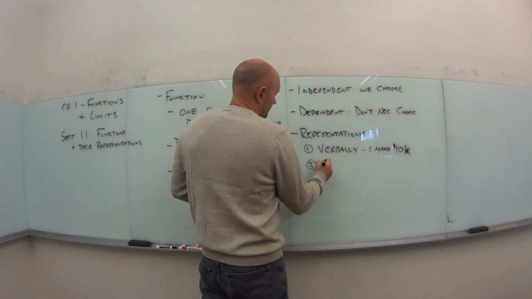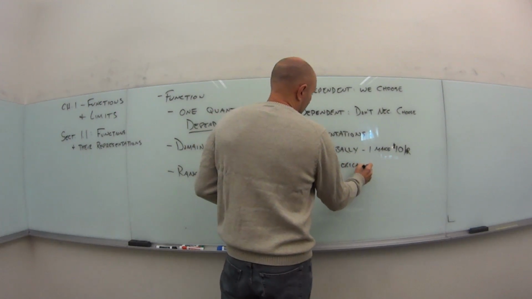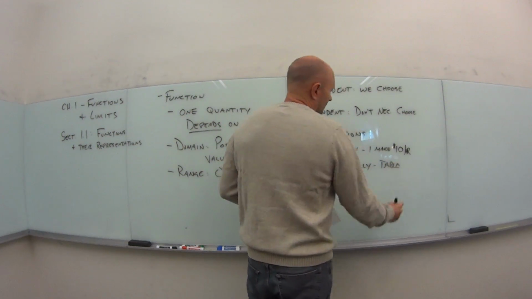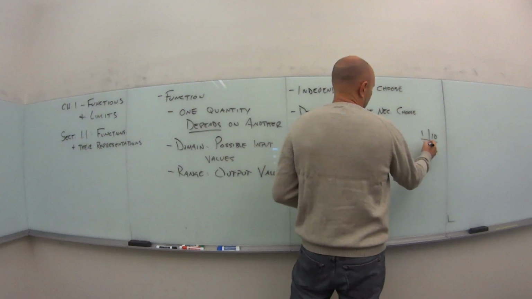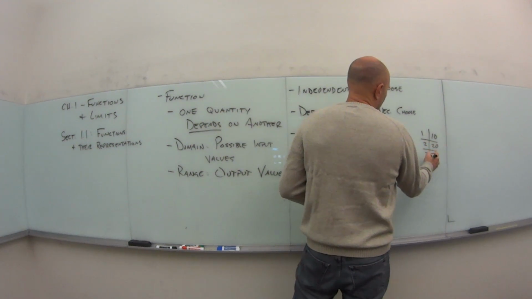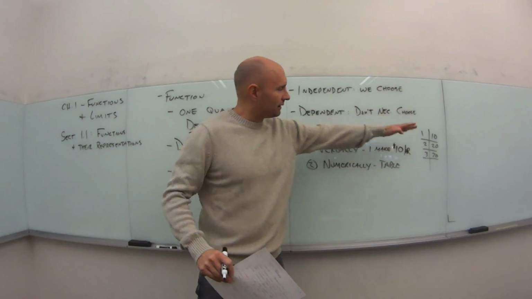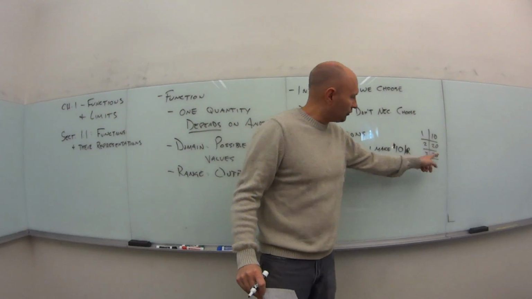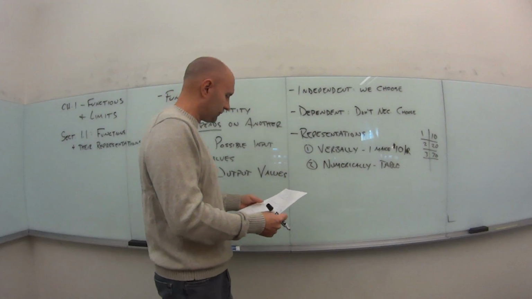There's numerically. And this is like a table. So if I was to make a table, if I work 1 hour, I get paid $10. 2 hours, 20. 3 hours, 30, etc. So now I have it numerically. If I want to know, well, how much am I going to make if I work 3 hours? I can just look at the table, the numerical values, and know that I'm making $30.